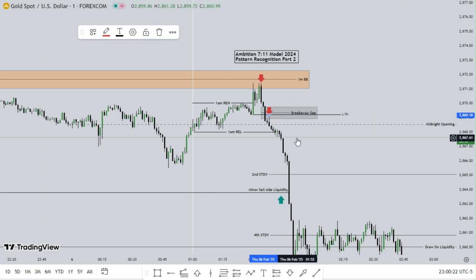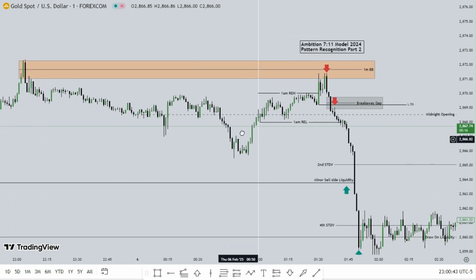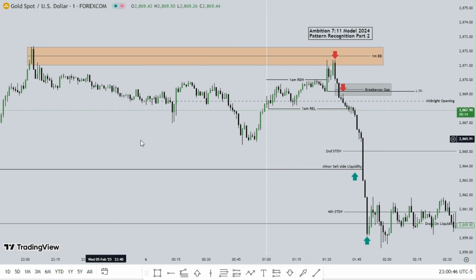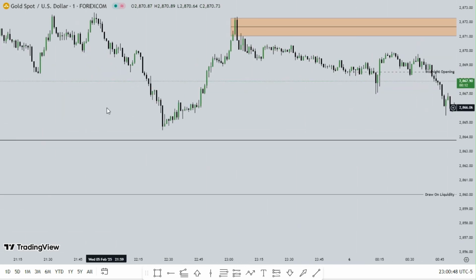Basically, a breakaway gap is a fair value gap where, if the market is really, really bearish, the price wouldn't go back to this fair value gap. It doesn't have to go back to it. It will just leave this gap open and then trade lower. So now that the price has traded to here, you're going to be targeting the sell side. Here we have this minor sell side. Let me just scroll it back.